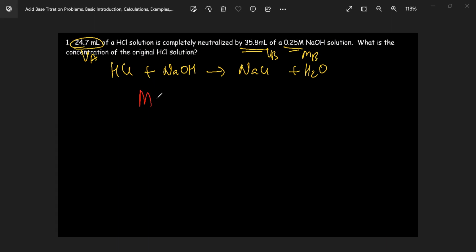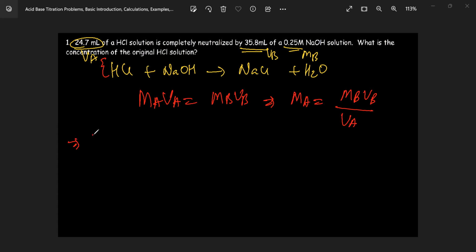Okay, so our equation is MAVA equals MB into VB. Okay, so there will be no coefficient fixed because this is already a balanced equation. Okay, so now let us see what will be the value of MA then. So we already know MA will be nothing but MB into VB, divided by VA. So let us find out the value of molarity of the acid here. So what is the value of MB? As we can see from the question, it is 0.25.